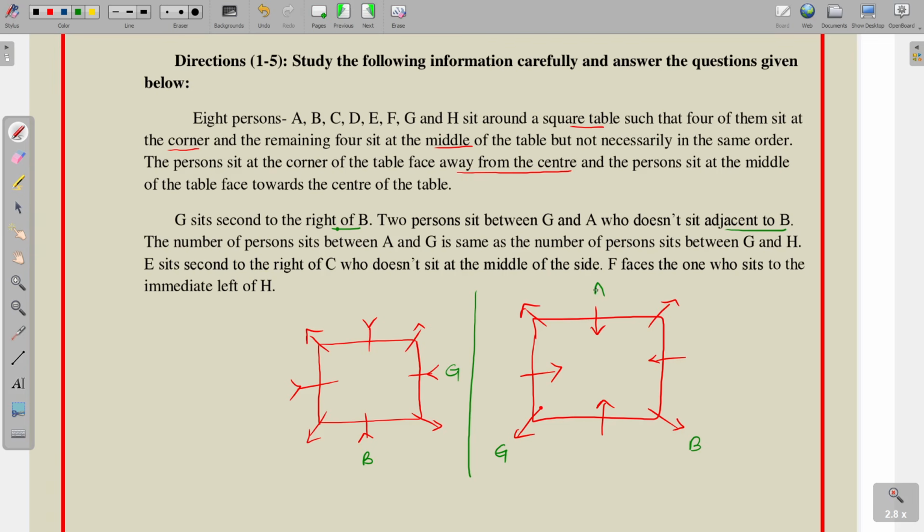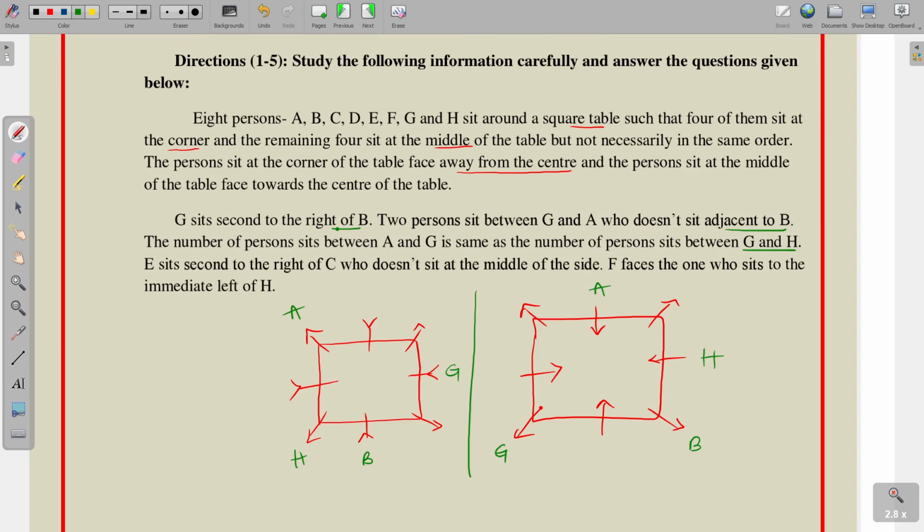So between G and A there are 2 persons, and also one more possibility. And next, the number of persons who sit between A and G is the same as the number of persons who sit between G and H. So between A and G there are 2 persons, and here between G and H 2 persons are there, and H is placed here.